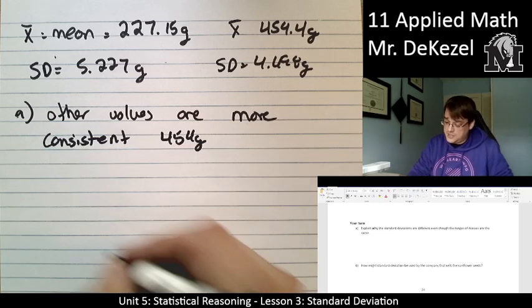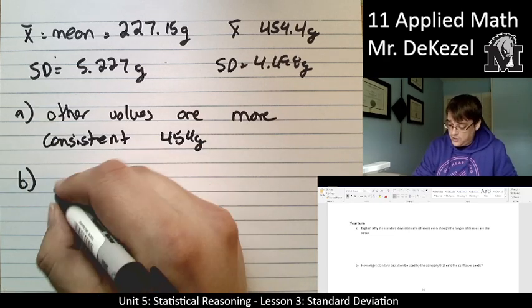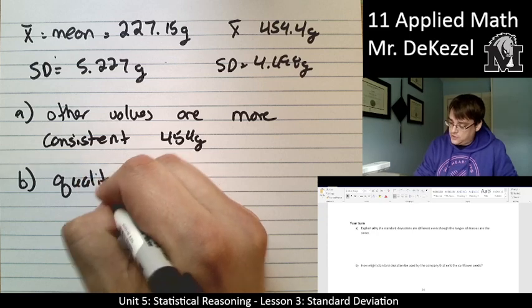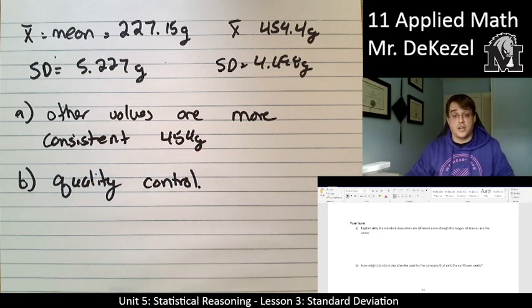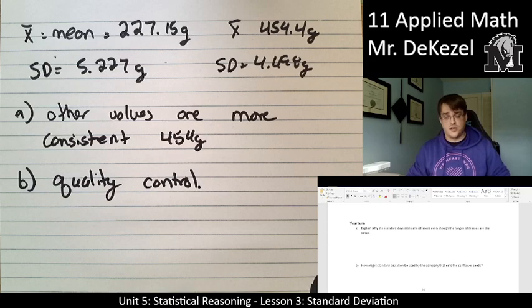And you might be able to use this to establish some quality control. Quality control is really, really important, especially when talking about food and services. You may be able to say, we can guarantee that you'll have at least 450 grams of sunflower seeds in your package. So acceptable ranges for quality control. It's very, very important.